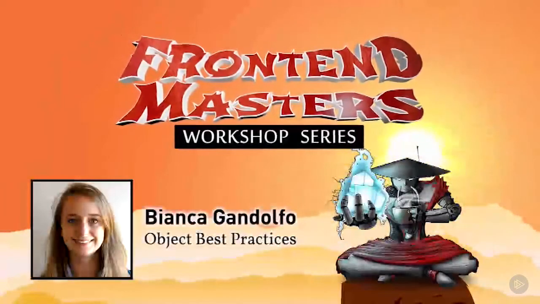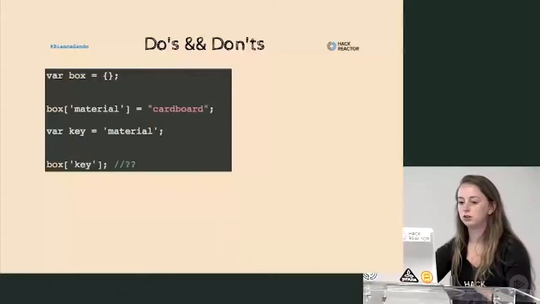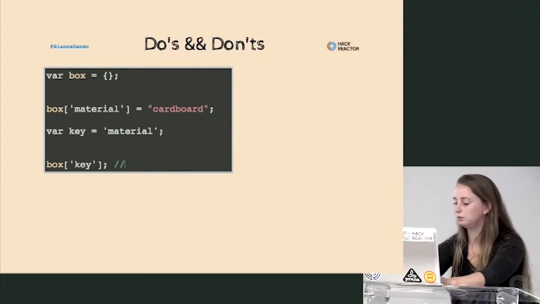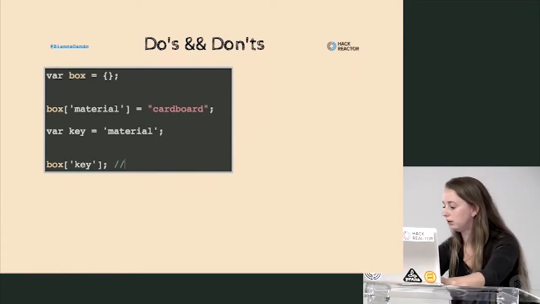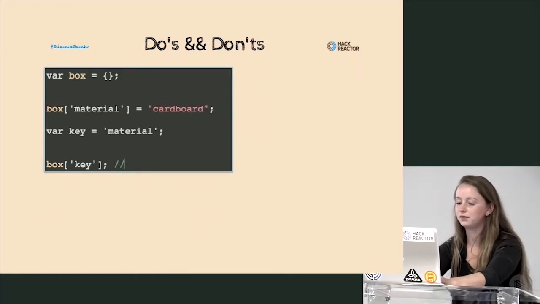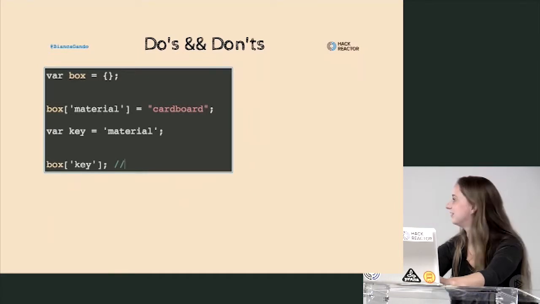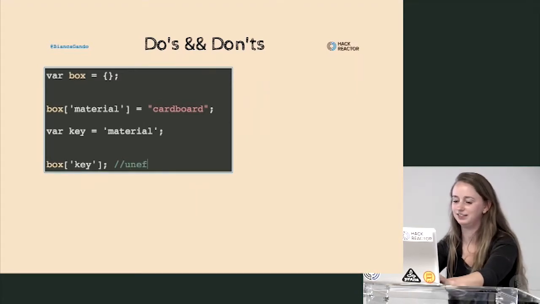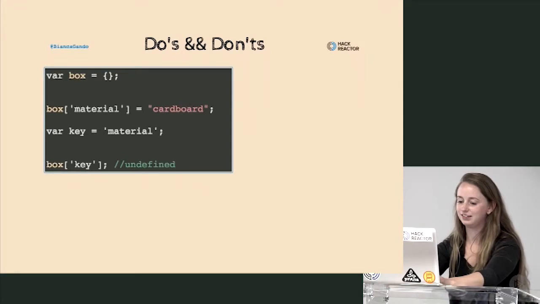So we have a couple do's and don'ts for our dot notation. What's this going to return? Again, these green question marks mean that I want someone, I want a victim, to answer. Don't all yell it out at once. Undefined. Yeah, there we go. Great.